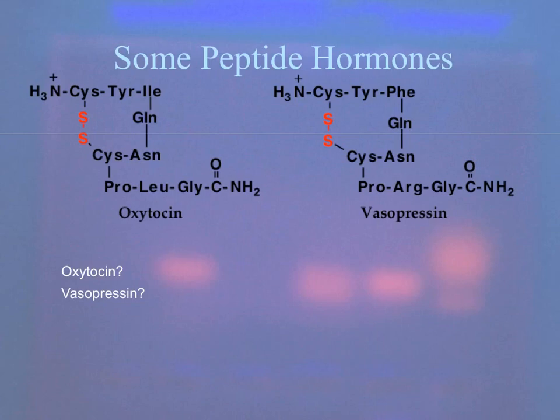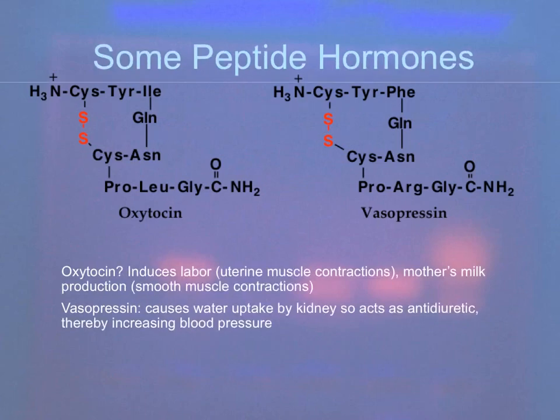What about vasopressin? Is it something with constriction? It can. It acts as an antidiuretic. Okay. And so it helps with the blood pressure, so it has to do with the uptake and release of water. So just a small change can have a very drastic difference between giving birth and increasing your blood pressure.